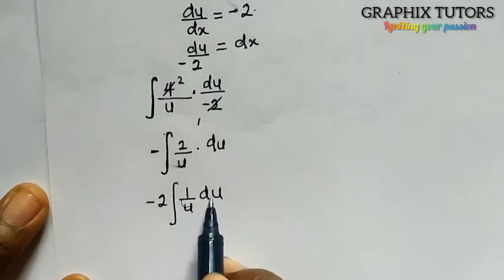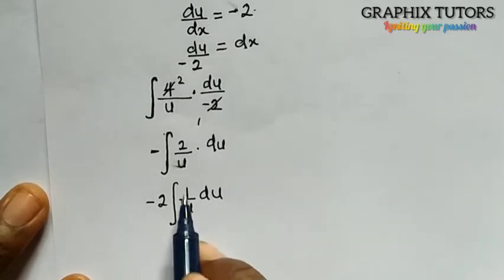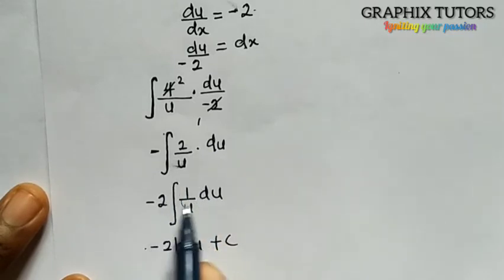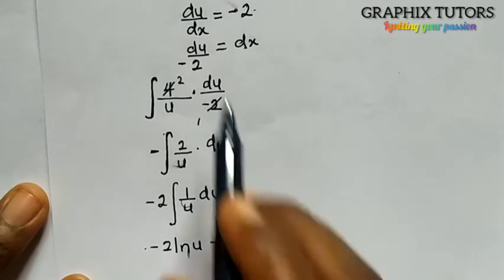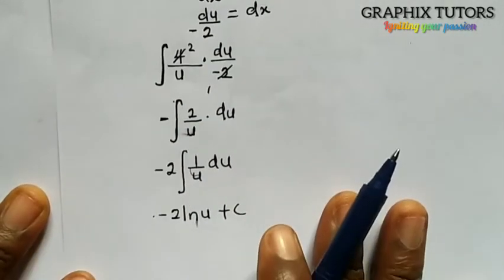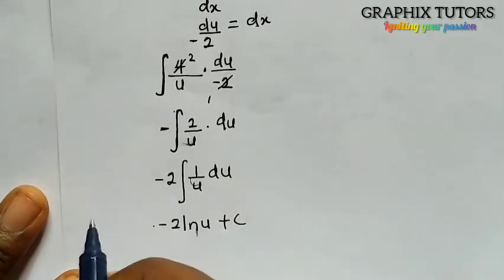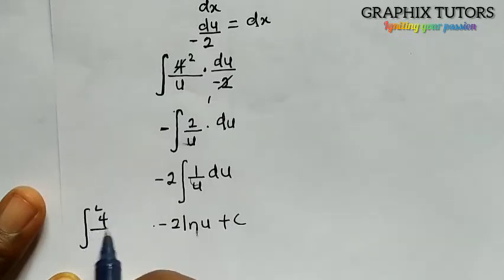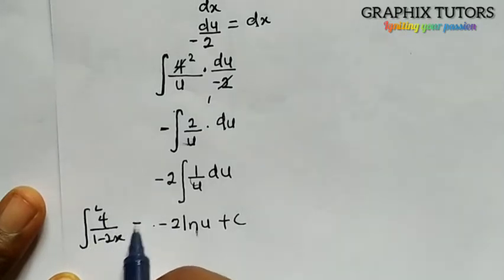Now we're integrating u with respect to u, right? If you integrate 1 over u, you have ln u, so minus 2 ln u plus c. Since it is an indefinite integral, you put plus c. But if you are putting your limits, let me show you something. This integral of 4 over 1 minus 2x is equal to this, right?